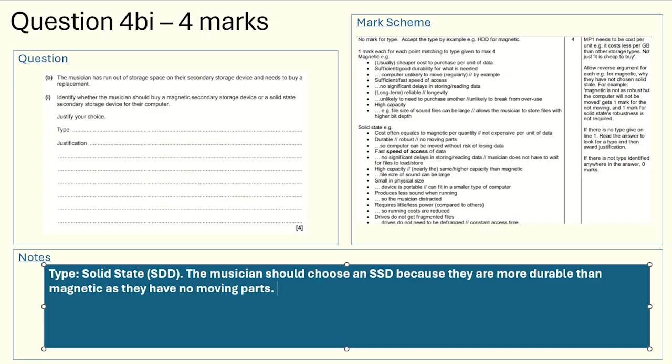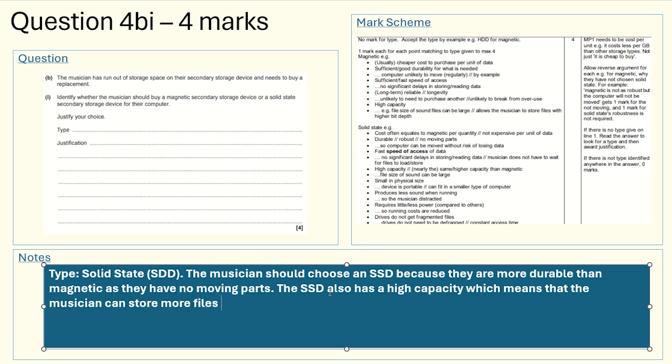Let's go on to the next point. So we could say that it's got high capacity. So the SSD also has a high capacity. And then we could explain this as well in a bit more detail, which means that the musician can store more files or higher quality files on their computer.